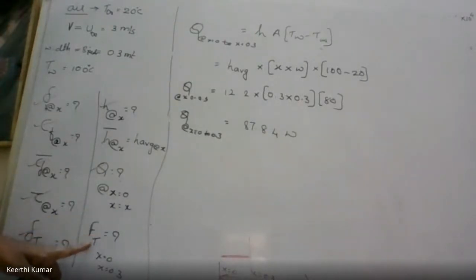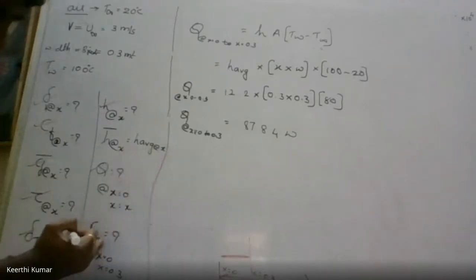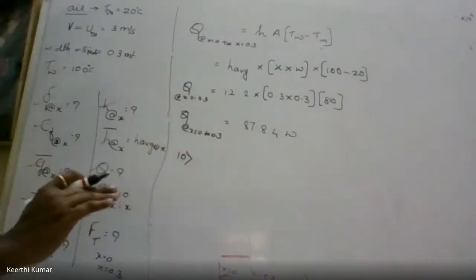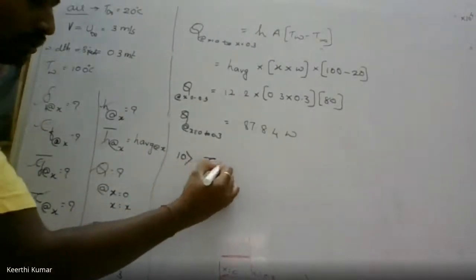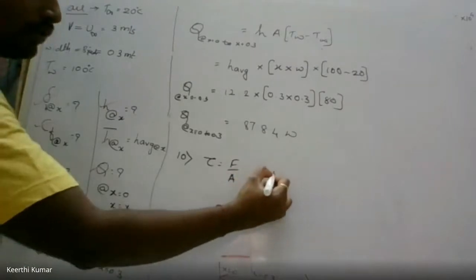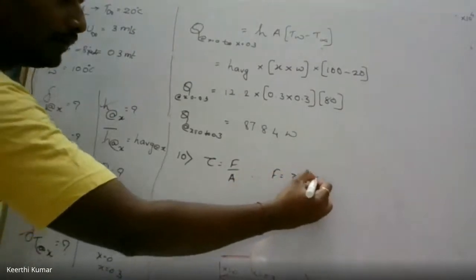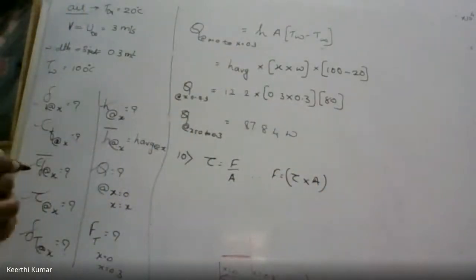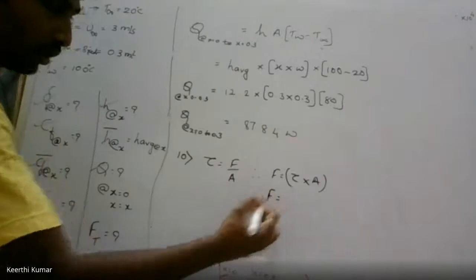Friction. Total friction. In the last problem this is done. Where will we get the equation? That equation is not there in that handbook. Friction, what is this? Drag force, sorry. For drag force there is no equation or formula, but we know tau is equal to force by area. Therefore, we want F. F is equal to tau into area. We got tau, we got area. Calculate the value.